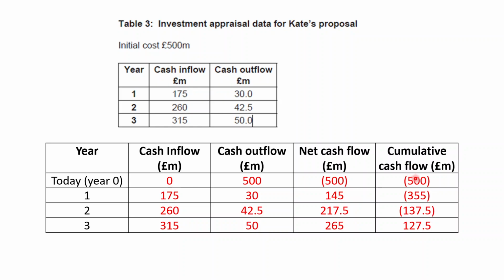And then I would add a cumulative cash flow column. Today there's an outflow of 500 million. By the end of the first year, it's had 145 in. So by the end of the year, of that 500 million, we have paid back 145, and the balance of the project is now 355. We add the next year's cash flow to that, we get to 137.5. By the time this project reaches 2 years old, it's got 137.5 million left to pay to get to zero. And then we can see at some point between year 2 and year 3, the project breaks even and starts to realise a return of 127.5 million.